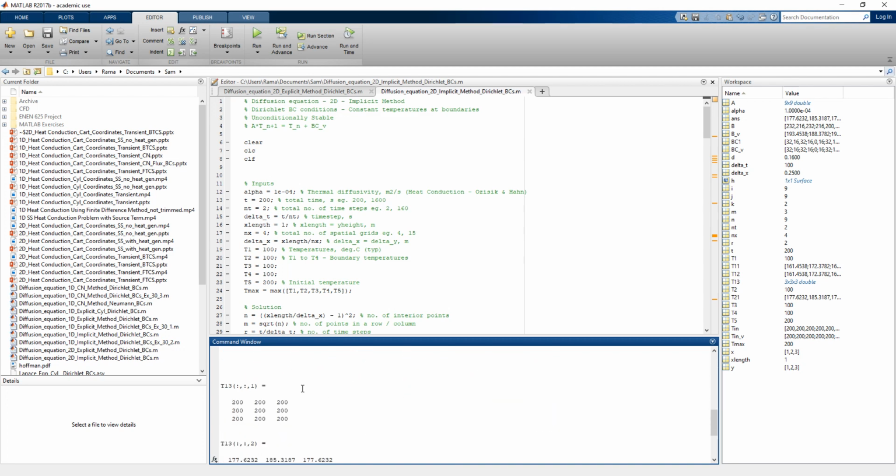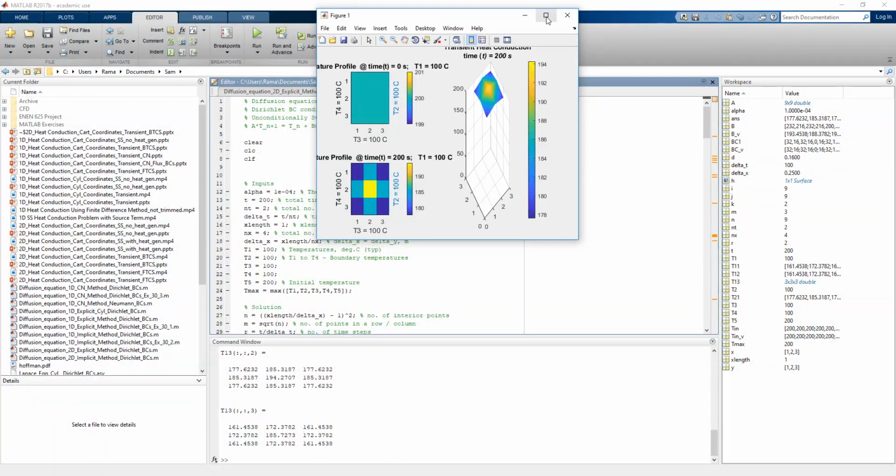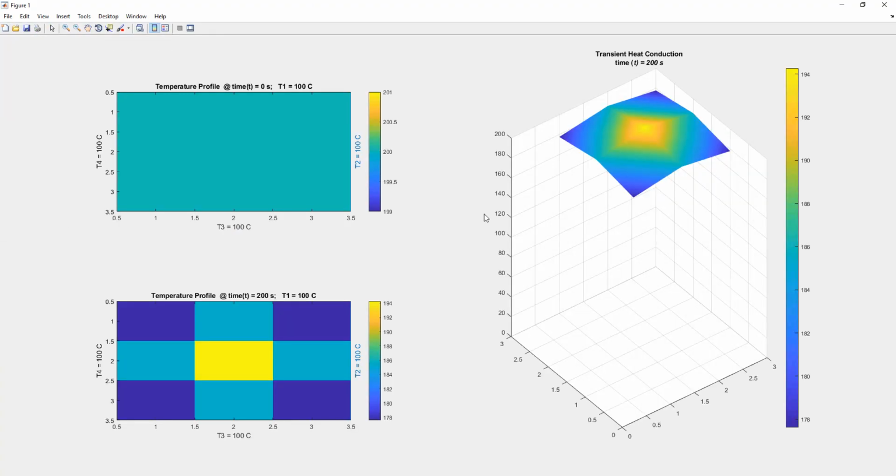The initial temperatures at the 9 interior nodes are shown here as 200 degrees Celsius. The temperatures at these 9 interior nodes when time equals 100 seconds are shown here. And the temperatures of these 9 interior nodes at time equals 200 seconds are shown here. We'll now look at the graphics side of MATLAB.